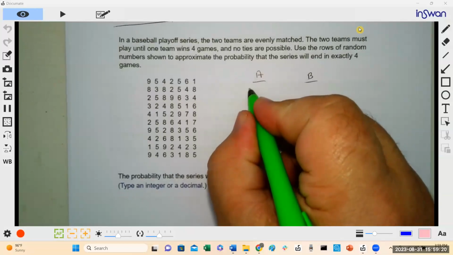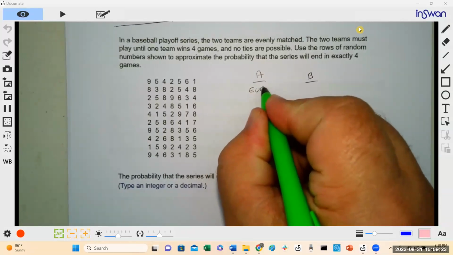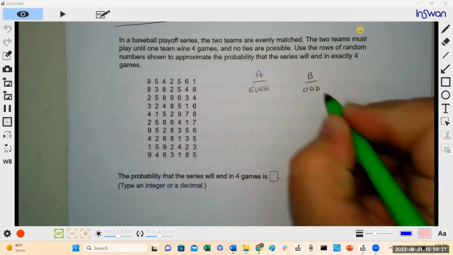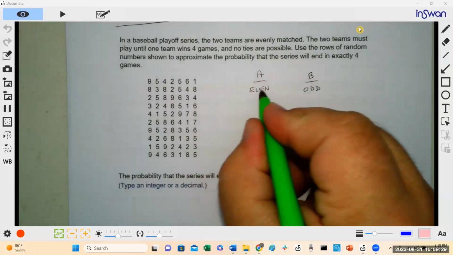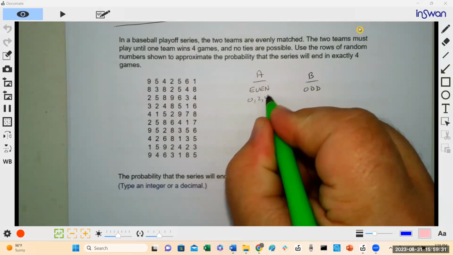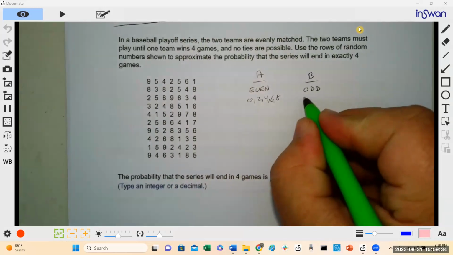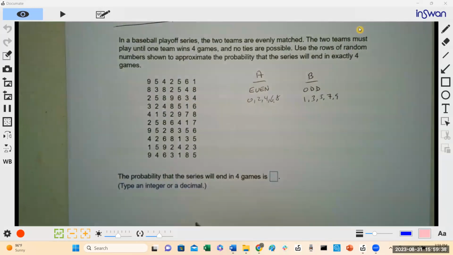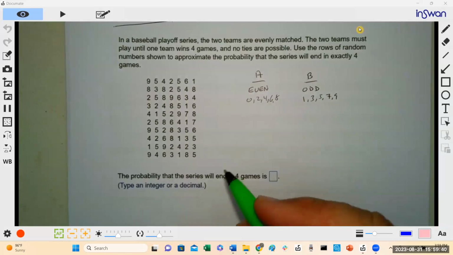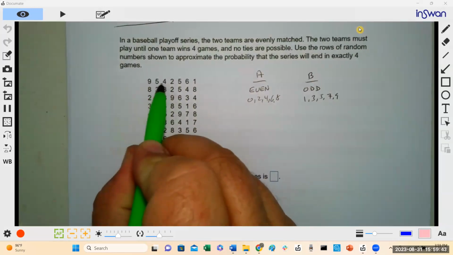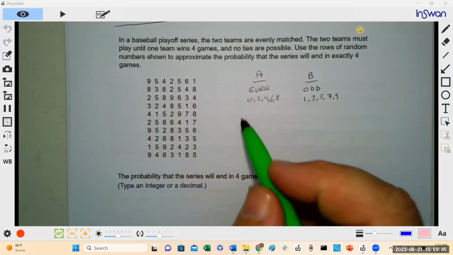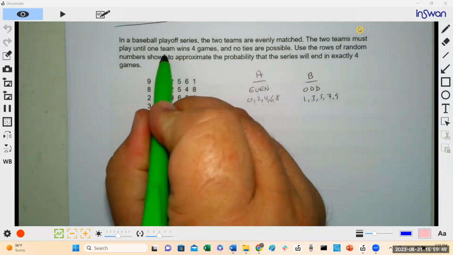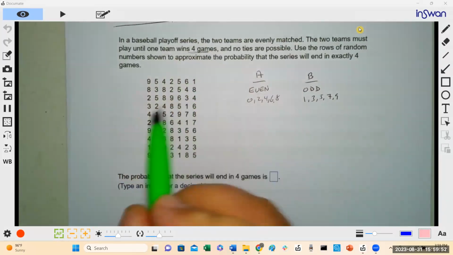Team A, let's call those the evens, and Team B will be odds. Evens are 0, 2, 4, 6, 8. Odds are 1, 3, 5, 7, 9. So each one of these numbers represents A or B. In order for a team to win the series, they have to win 4 games.